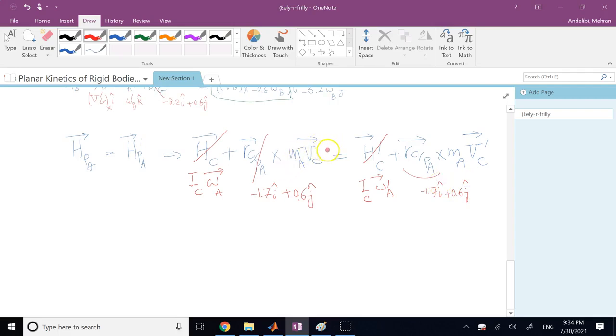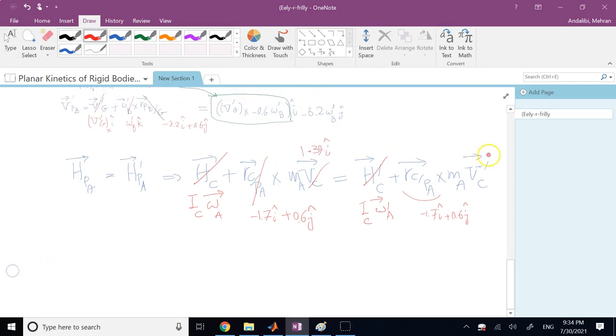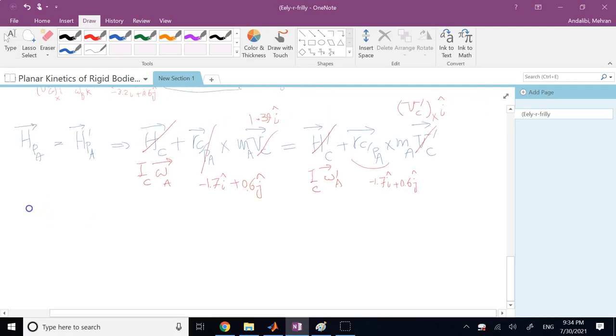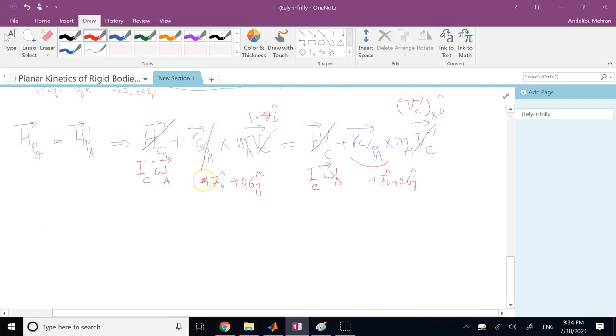V of C, we have it. It was 1.39 i. V prime C, we don't have it, but we know it has an X component only, in the I direction, right? Because the J component was 0. And here, every entity is going to be about the K axis, right? The omegas are about K, and when you carry out the cross product, I cross I is 0, J cross I is going to be negative K, so everything is K or negative K. So when you simplify it, you will get simply a scalar equation.